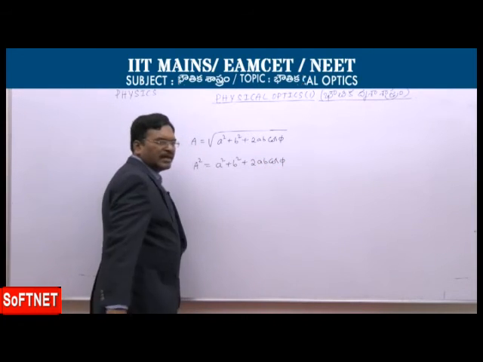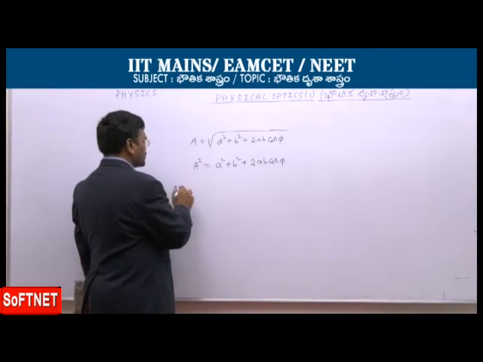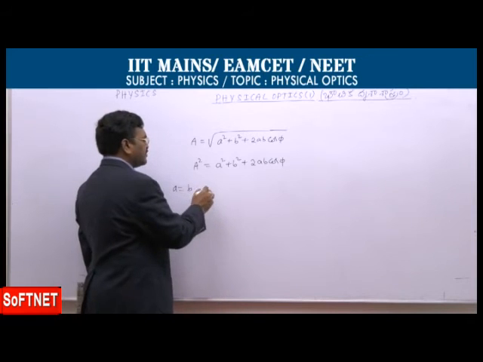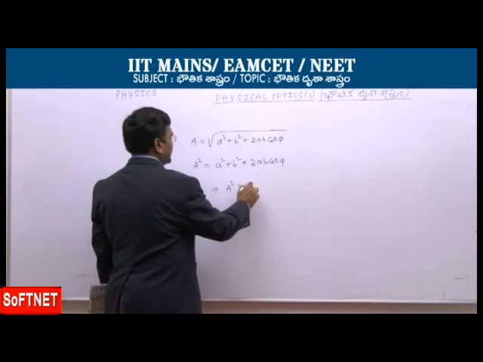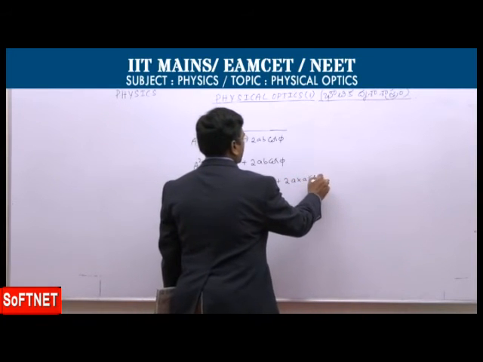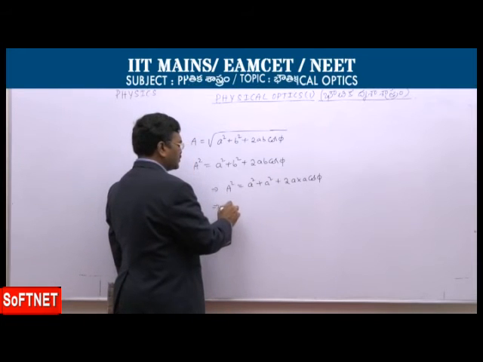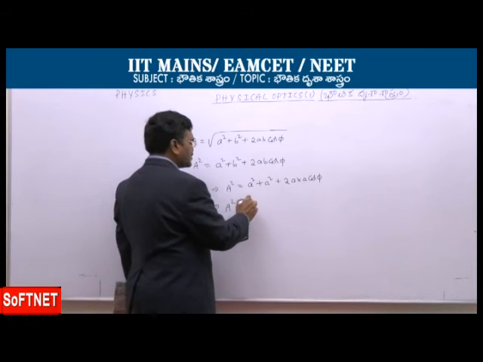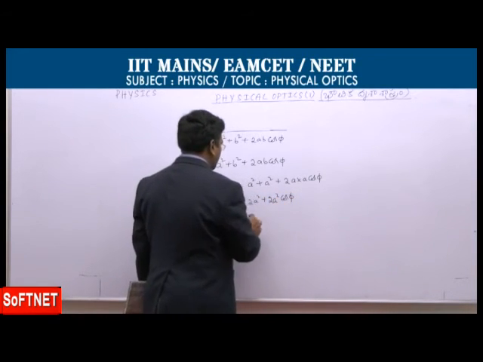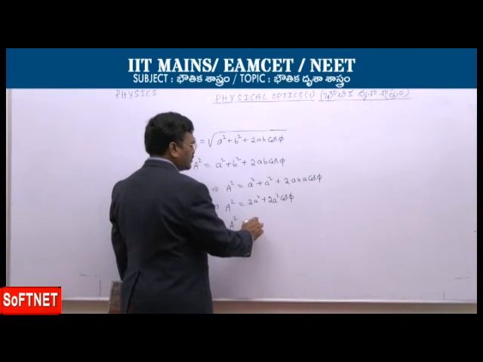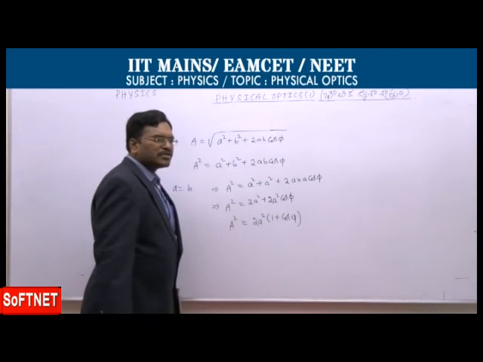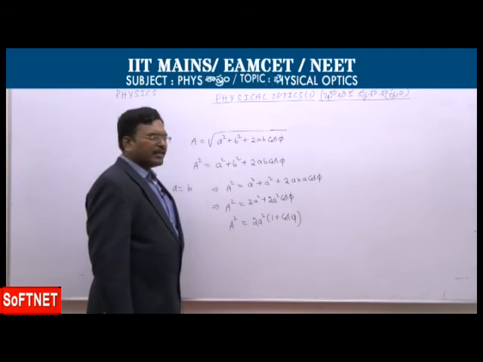Here I already told you that for better contrast the amplitudes must be equal. So a is equal to b. What do we write now? b is also equal to a. So a squared plus a squared, 2a squared plus 2a squared cos phi. From this, A squared equals 2a squared cos phi plus 2a squared. We take 2a squared common. What do we get? 1 plus cos phi. 1 plus cos phi is how much? 2 cos squared phi by 2. In trigonometry you already studied this.